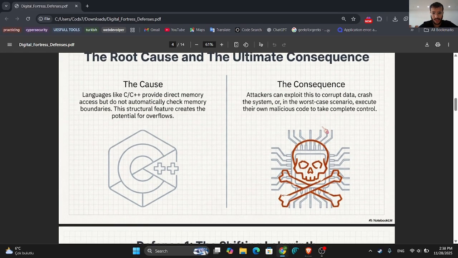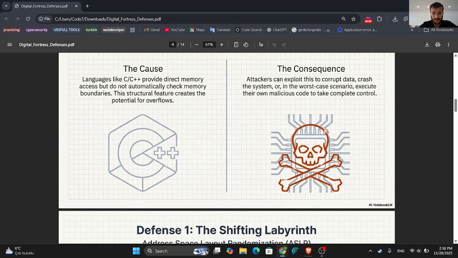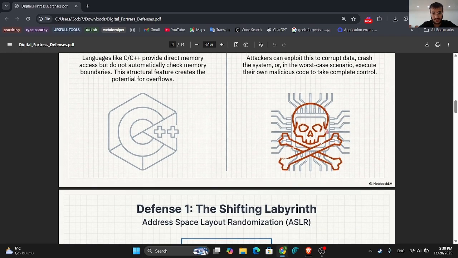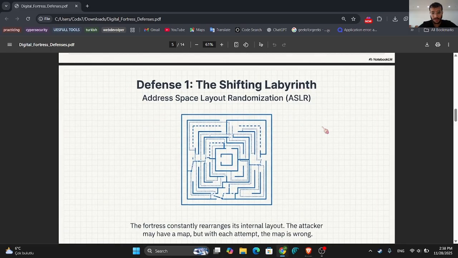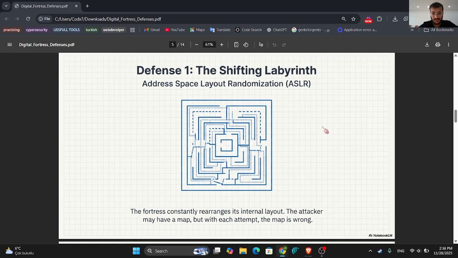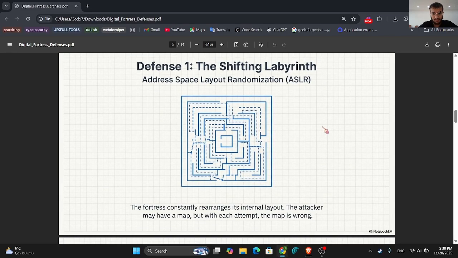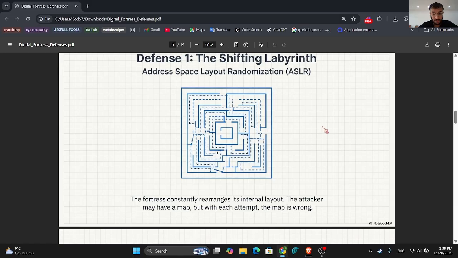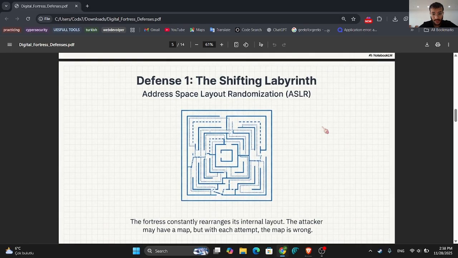Now let's explore how modern systems fight back against these attacks. We have a lot of defense mechanisms. Modern systems employ three powerful, complementary mechanisms to prevent buffer overflow attacks. The first is ASLR, address space layout randomization.